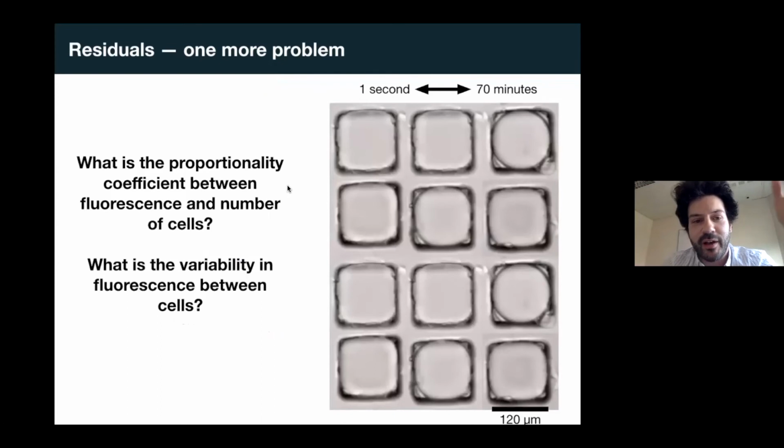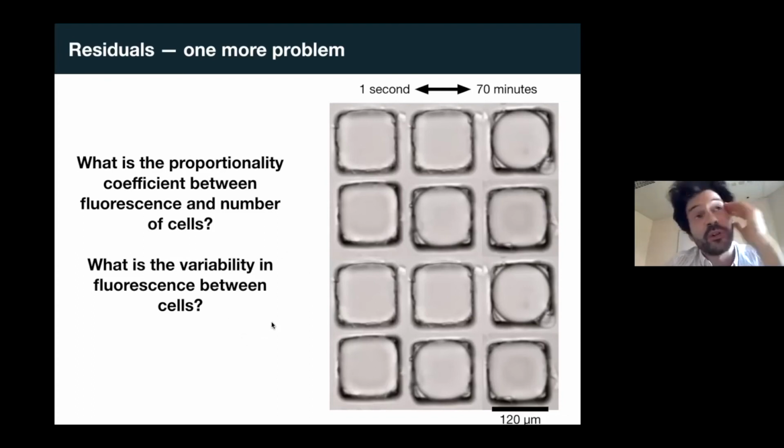But cells have different levels of fluorescence. We cannot see this proportion. We cannot see at this magnification what the fluorescence of a single cell is because it's hidden in the noise. And so we basically need to find another way to count the number of cells to be able to use this method of the residuals that seems like it would give good results just from a theoretical and numerical point of view. But experimentally, we're not there yet.